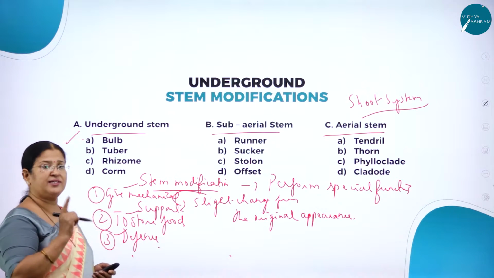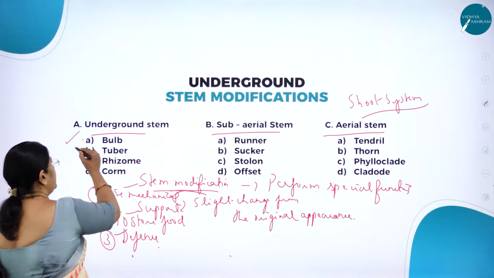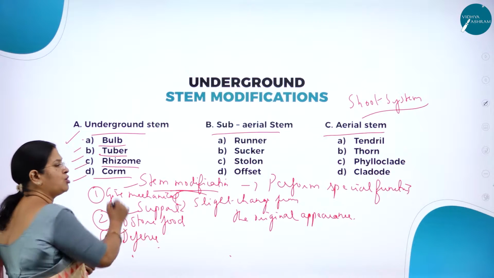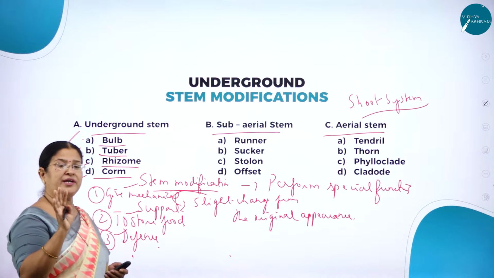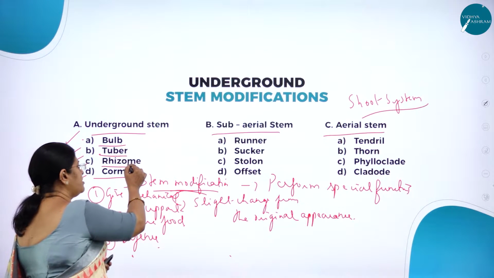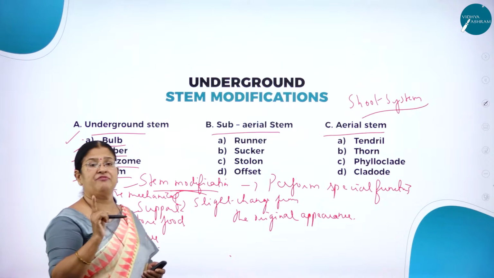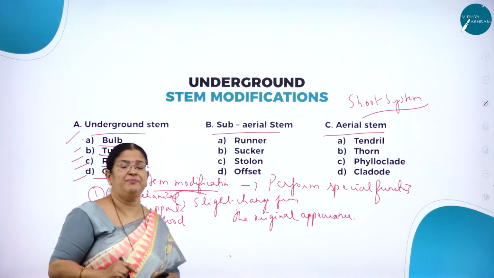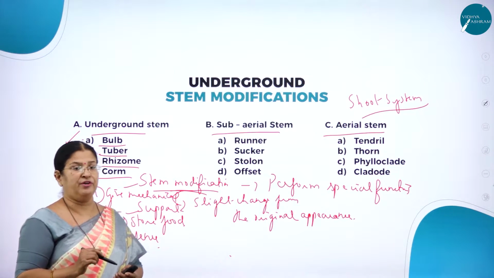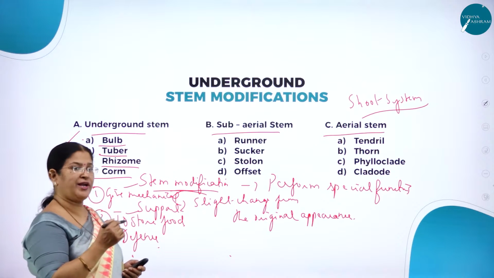Let us understand the examples. Number 1, the underground stem modification. Number 1, bulb. Second one, tuber. 3, rhizome. And 4, corm. So what are the 4 very important examples for underground stem modification? Bulb, tuber, rhizome, and corm. Moving on to the aerial modification. All the examples are very, very important. This particular concept, what I am explaining in today's session, is very important from examination point of view. Usually they ask this in the exam. So just pay attention to what I am explaining.